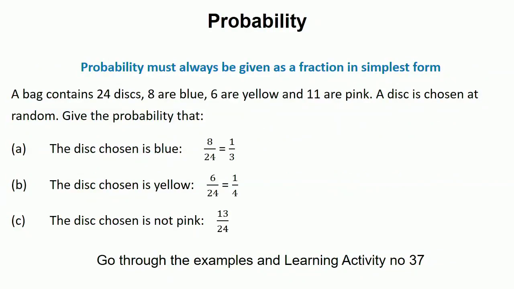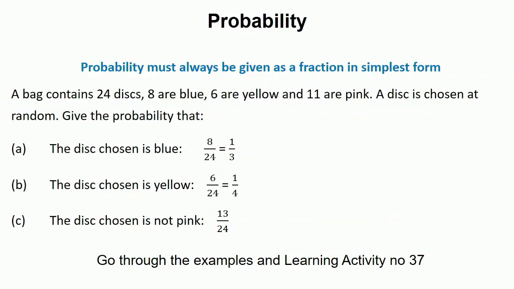So let's look at a question of probability. Probability must always be given as a fraction in simplest form. A bag contains 24 discs. 8 are blue, 6 are yellow, and 11 are pink. You can check. 8 and 6 is 14, plus 11 is 25.